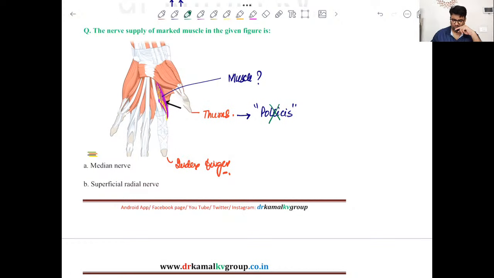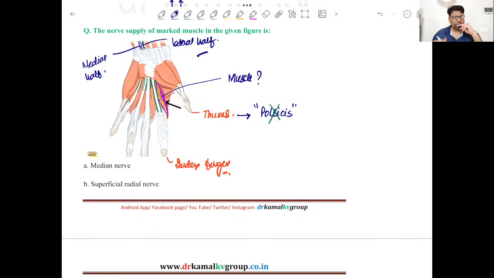Now what important clue is there in this question, and let me show you. If you see here, there is a long tendon going like this, okay? And this muscle is actually originating from this tendon, right? And this is the tendon of a muscle which has 4 slips, right? And if we look here, it has 2 parts, so it has a medial half and a lateral half.